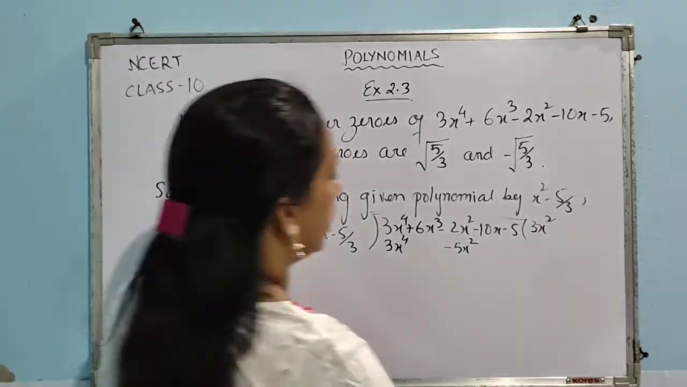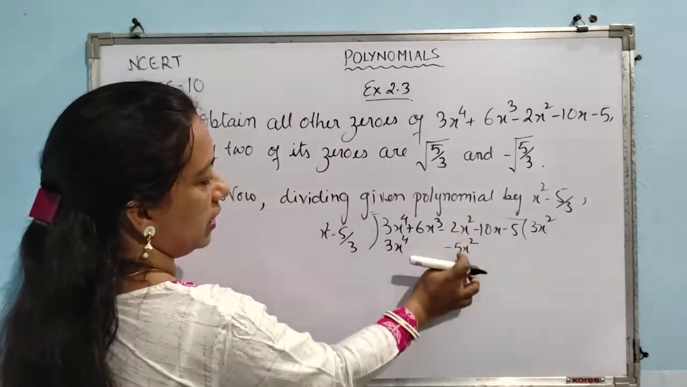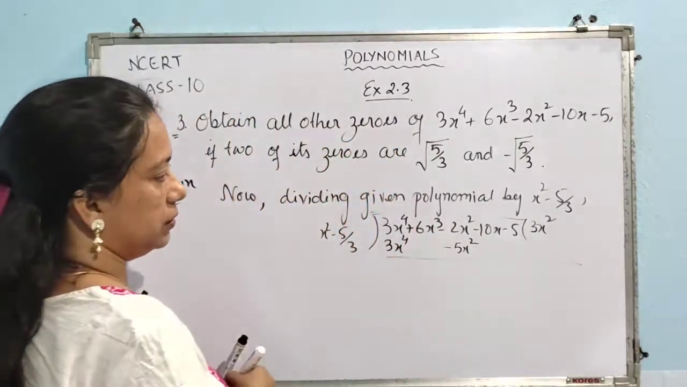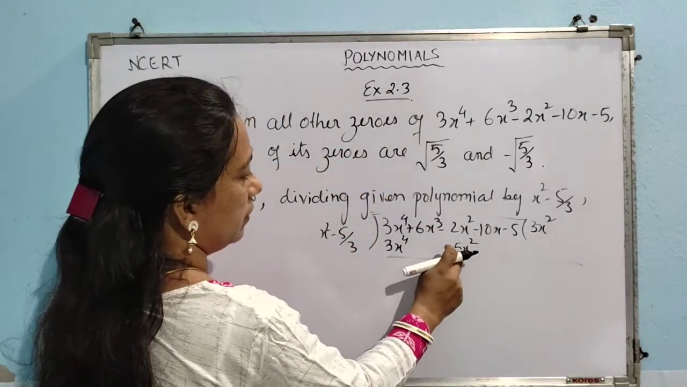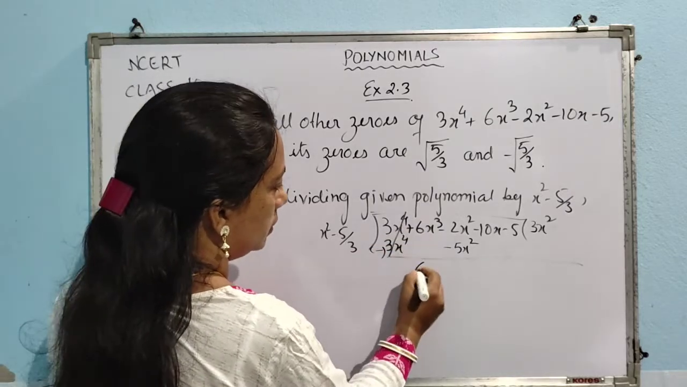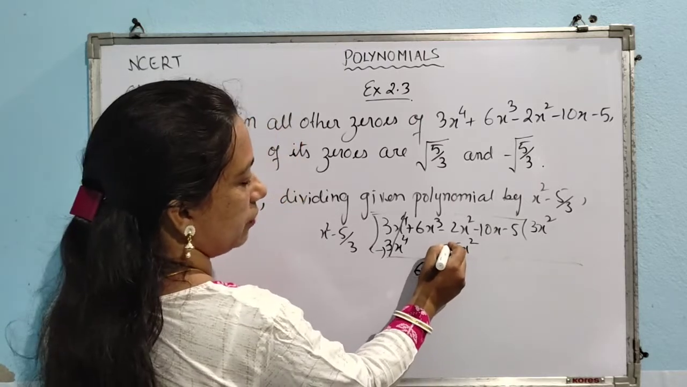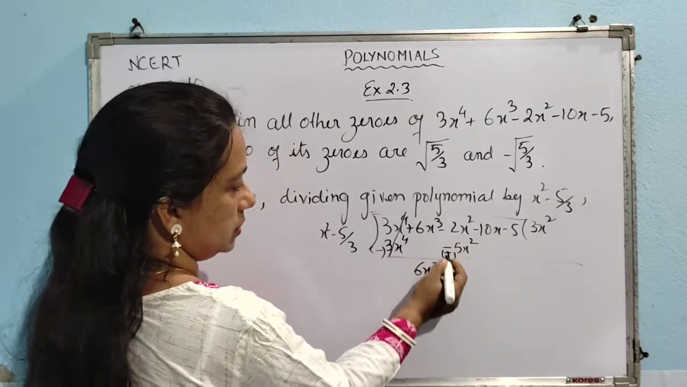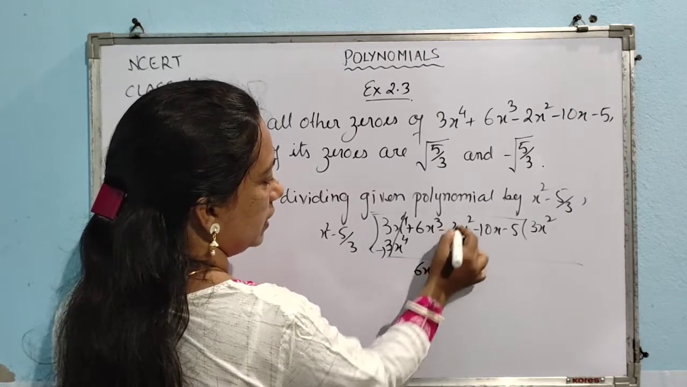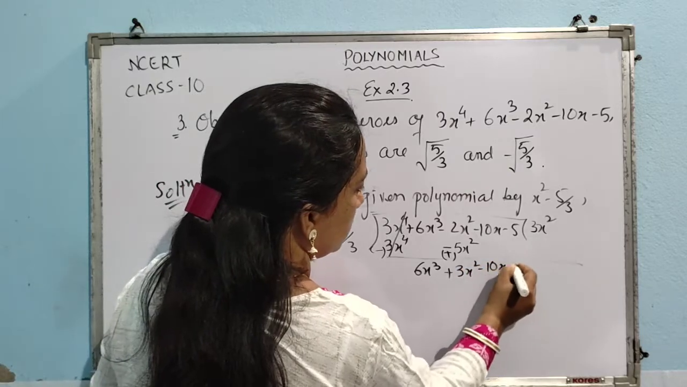We have to write it just below the term which has the same degree, the same power of the variable. We cannot write 5x square below this one. So we bring down 6x cube. Whatever sign is there, you have to take the opposite sign. Here it is minus, so we will be taking plus. So 5 minus 2, that is 3x square minus 10x minus 5.